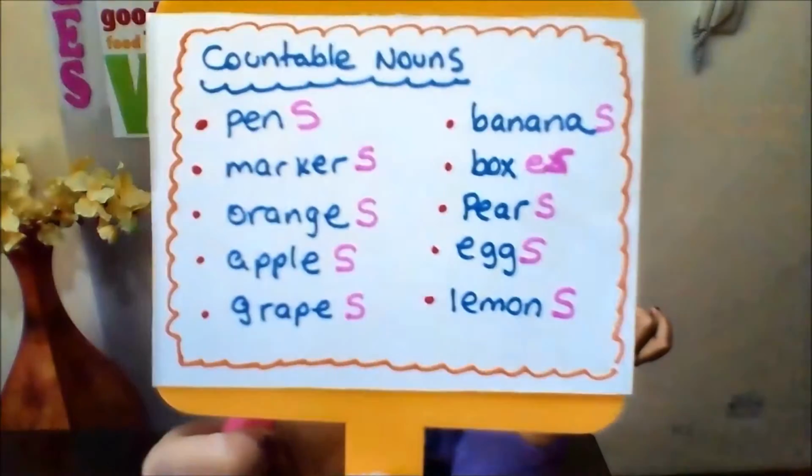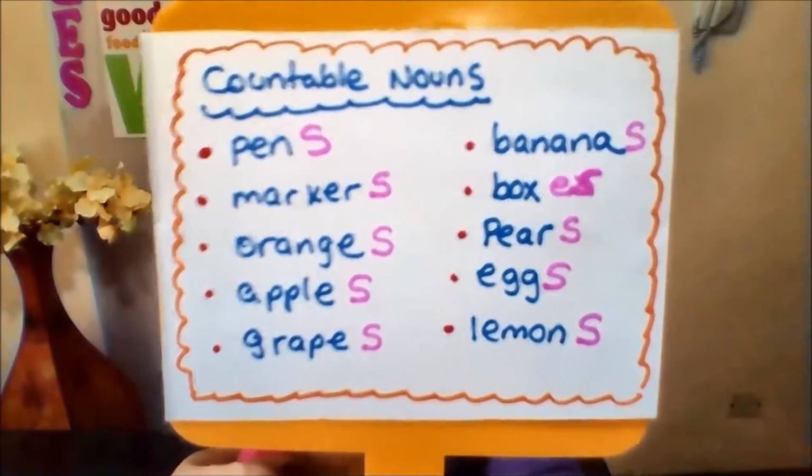Very good. The plural of banana, bananas. The plural of box, caja, boxes, cajas. The plural of pear, pears. The plural of egg, huevo, eggs, huevos. The plural of lemon, limón, lemons. Here you are, right?